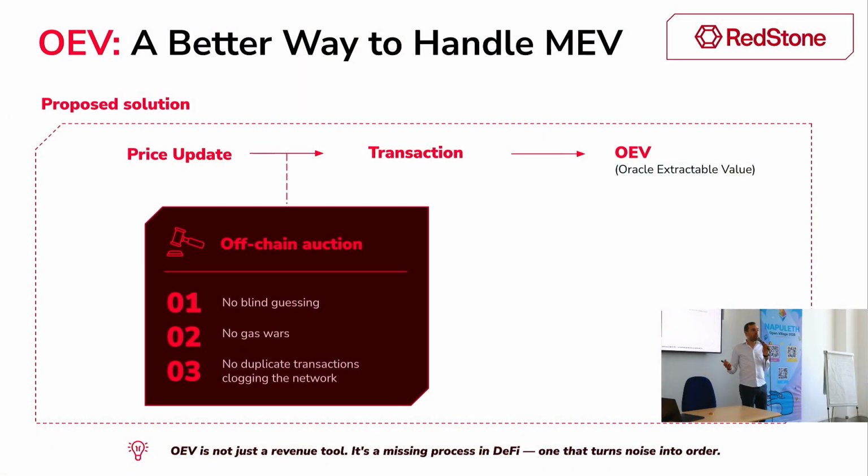What we do is we get the result of this auction and then we batch it with the price update. We put it into a single atomic transaction and then we send that on chain. And we capture the Oracle extractable value that comes from the liquidation and we give that back to the protocol. So I'm going to take you through in the next few minutes on exactly how this works and why this matters.